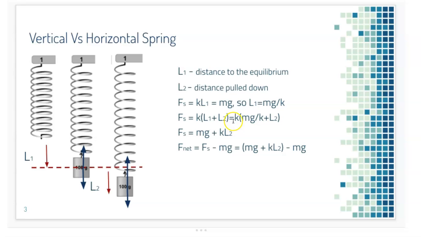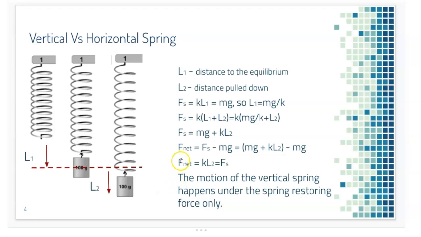It is equal to k times L1 plus L2, but L1 can be substituted from the first equation that we derived earlier, which brings us to: the k constant cancels out for the first term, and we have the force of gravity plus kL2 for our spring force. When we substitute the spring force into the net force equation, we can see that the force of gravity mg cancels out.